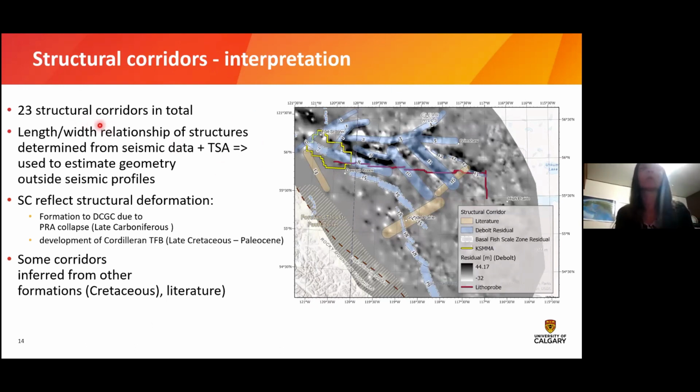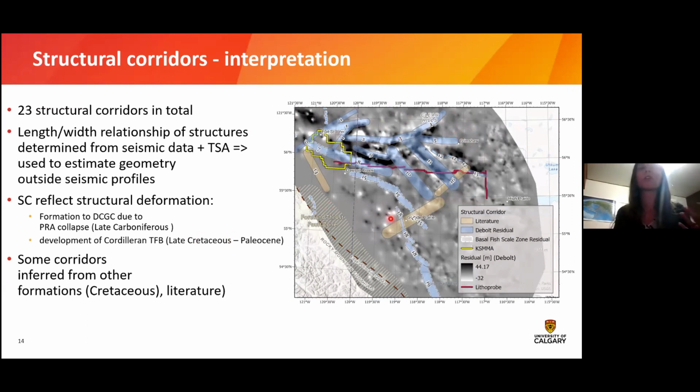So in total, we identified over 20 structural corridors using this approach. So basically, we were identifying the relationship between the length and width of those structures using our seismic data, wherever we had those available. So we were able to calculate those widths. And then we were finding that relationship with the geometry, so basically with the length of the corridors. So once we've estimated those relationships, we could try to expand that to those areas where we do not have the seismic data. So that's how the width of those corridors outside of seismic information was obtained.